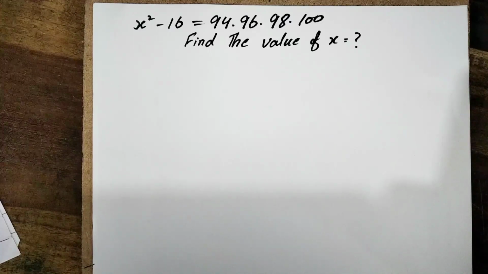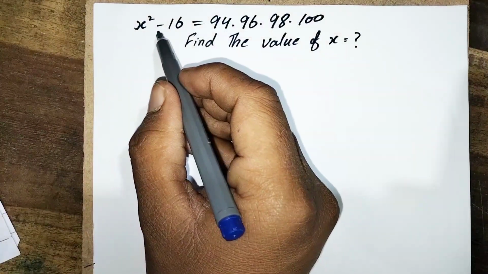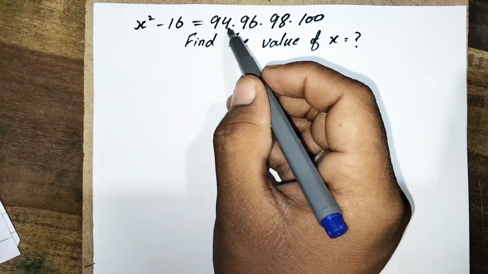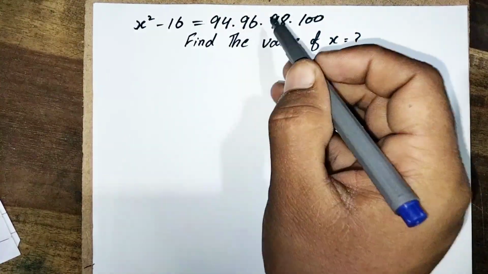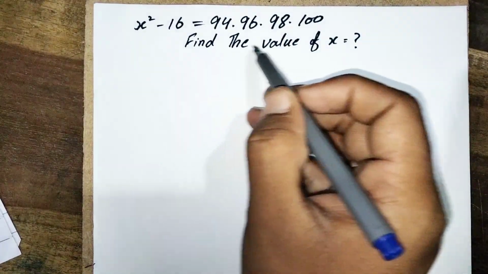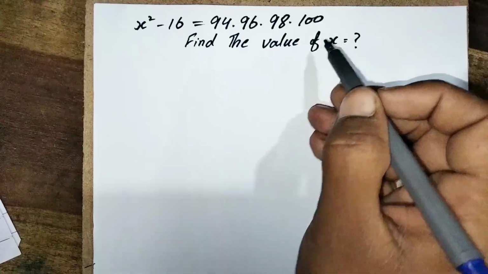Hello students, today our topic is x square minus 16 is equal to 94 multiply 96 multiply 98 multiply 100. Find the value of x.